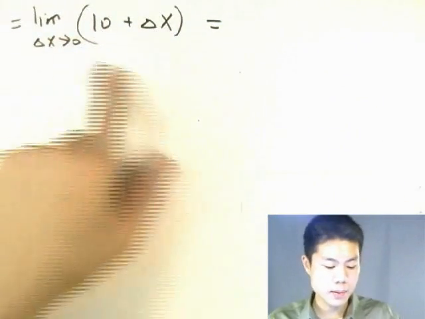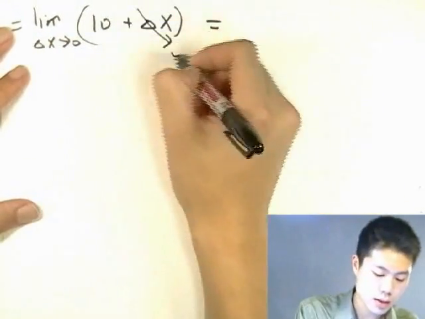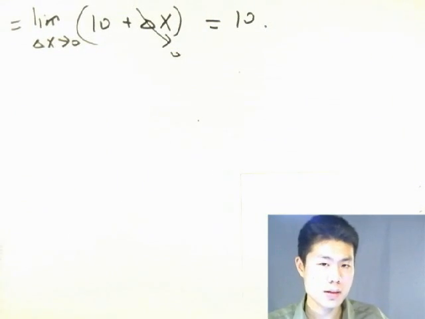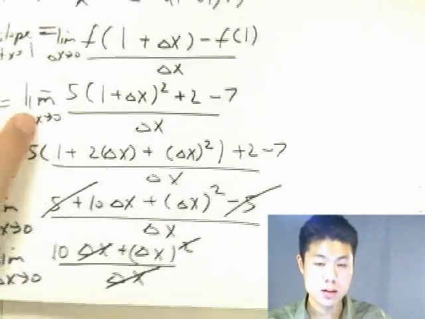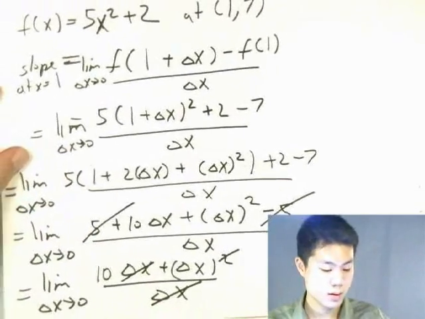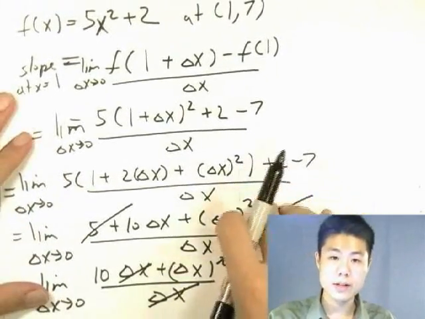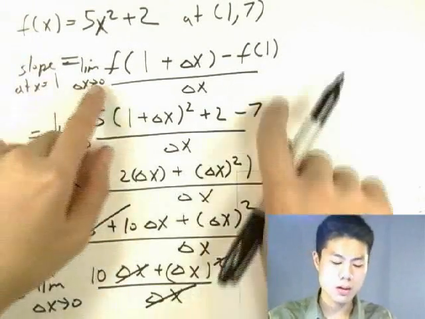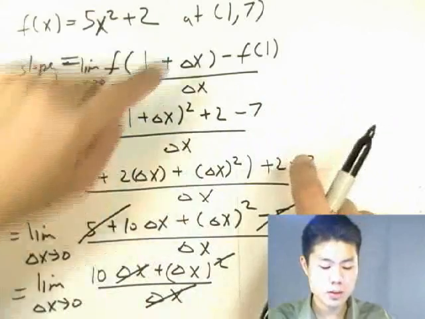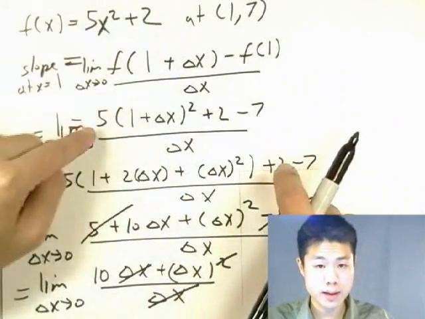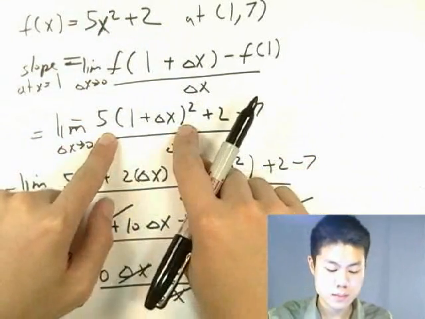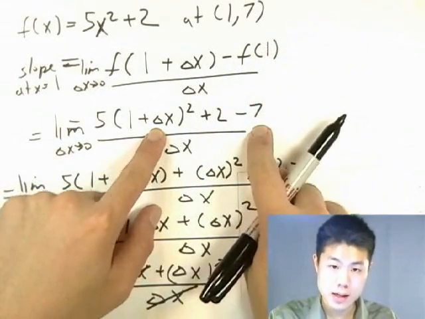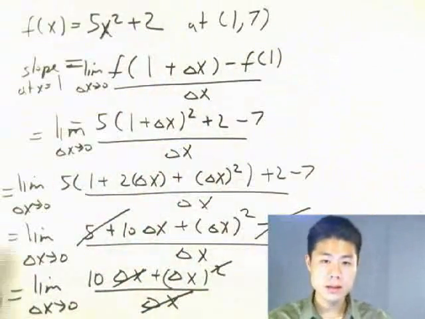Alright, and once I take the limit, so delta x goes to 0, my answer is 10. I know it's covered here, but do you see what I did? I took the formula, plugged in 1, evaluated f of 1, and simply used algebra.